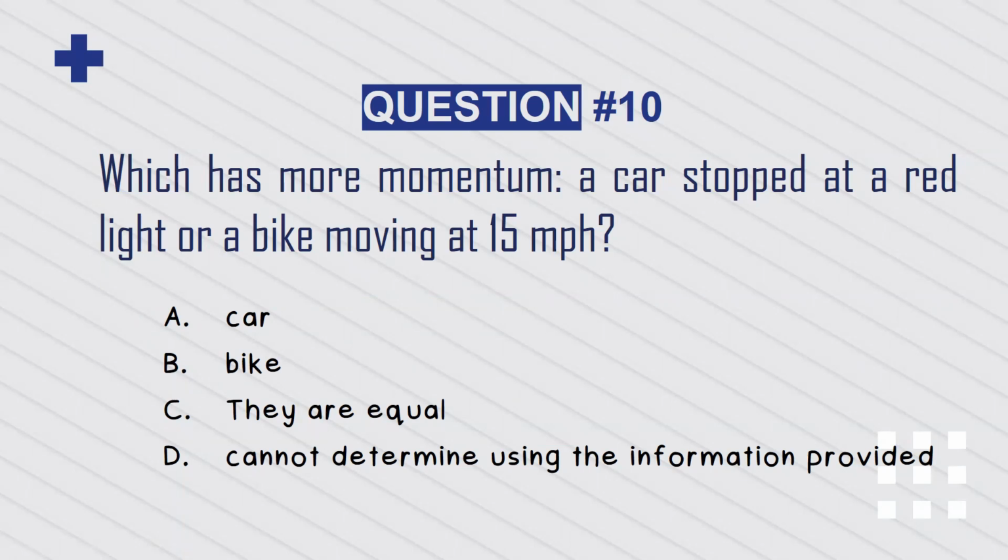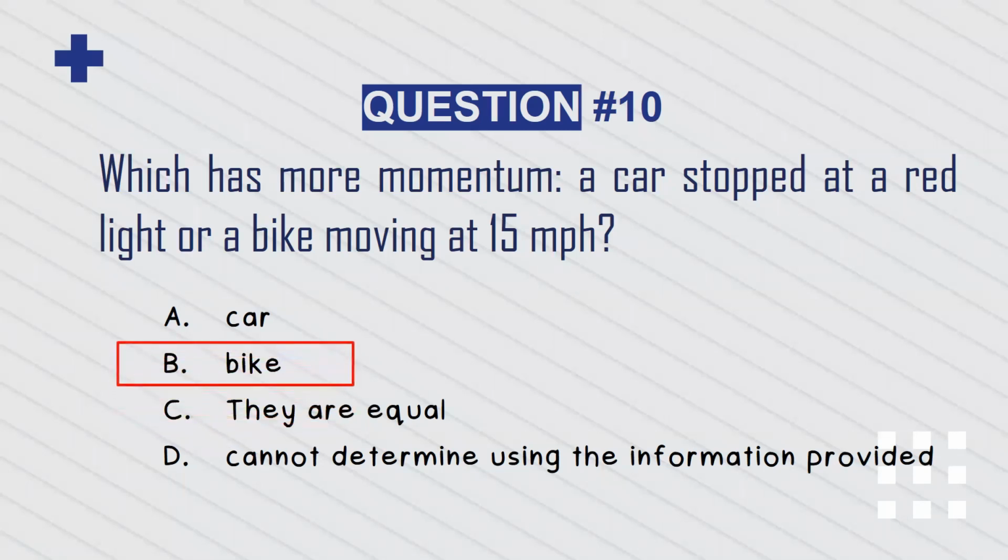So going back to our question a while ago and relating it to the examples that I have given, which has more momentum? Is it the car or the bike? Are they equal, or you cannot determine using the information provided? Okay, so the correct answer is letter B, bike.